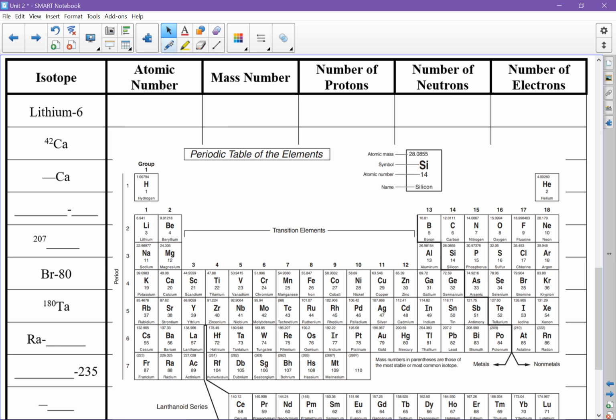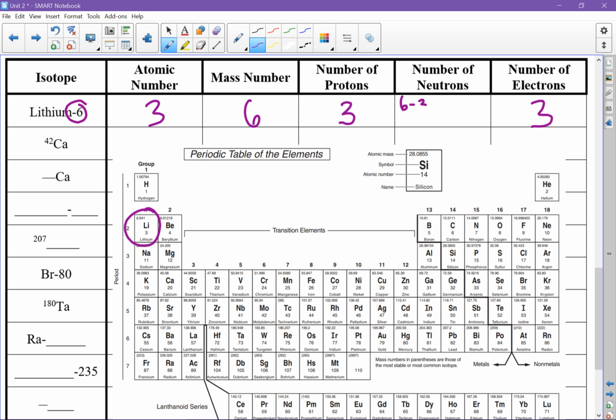Alright, in the first example, I know that I have lithium, and so here's lithium right here. First thing I see is the atomic number is 3, and remember that always has to equal the protons and electrons. Then I look at the symbol, they gave me 6. That 6 represents the mass number. So I'm going to use that to calculate the neutrons. 6 minus 3 equals, there are 3 neutrons in there.